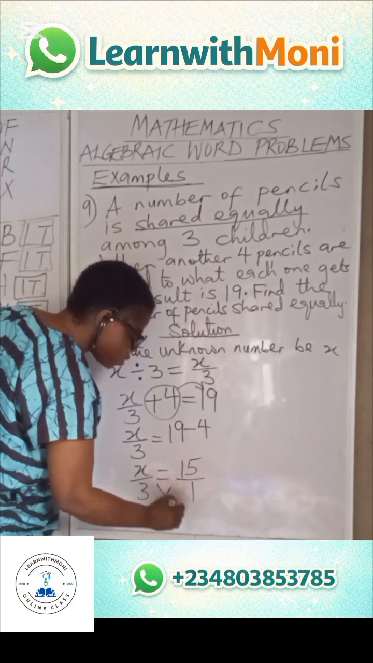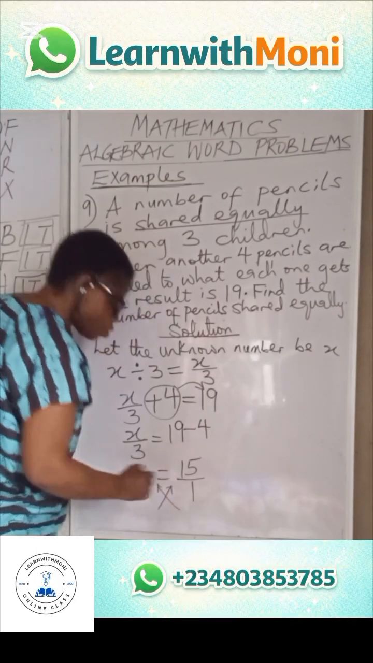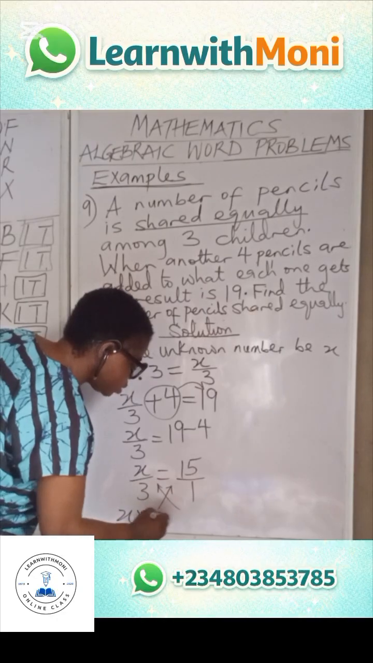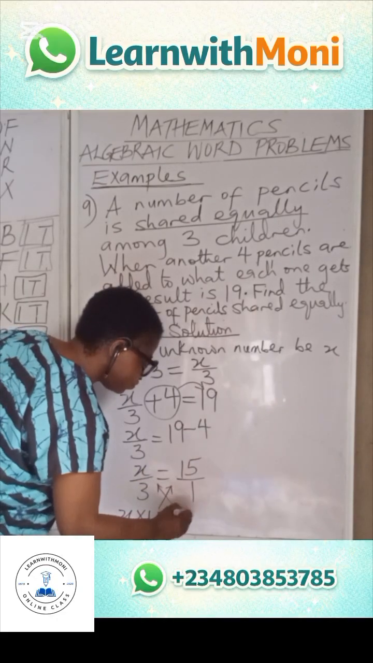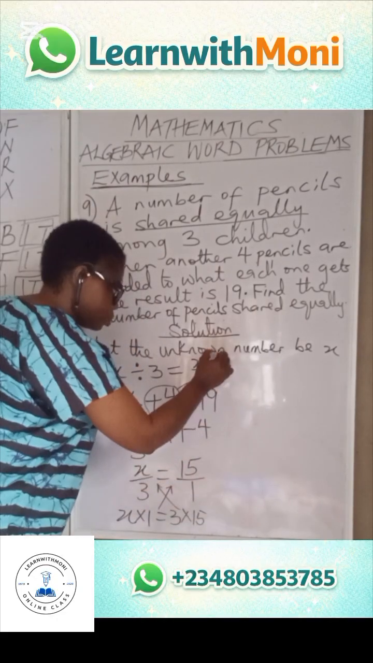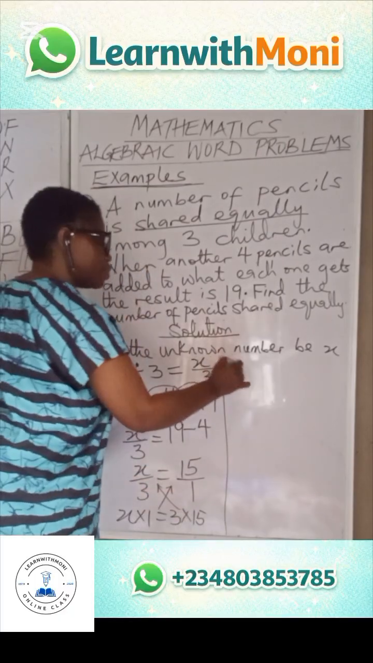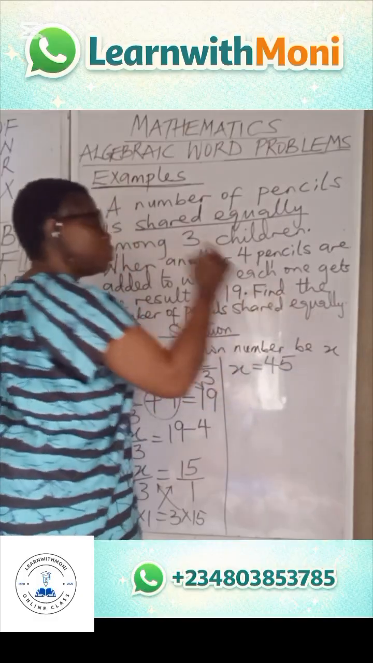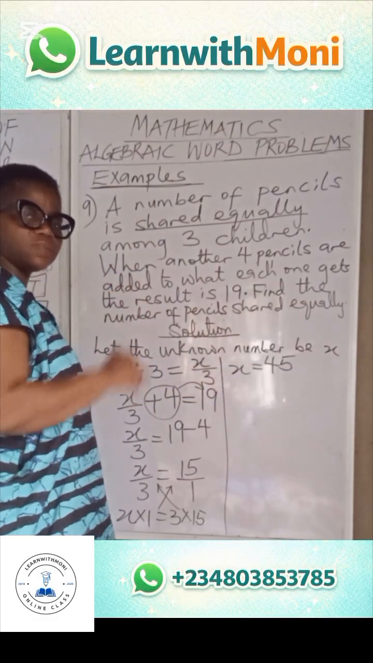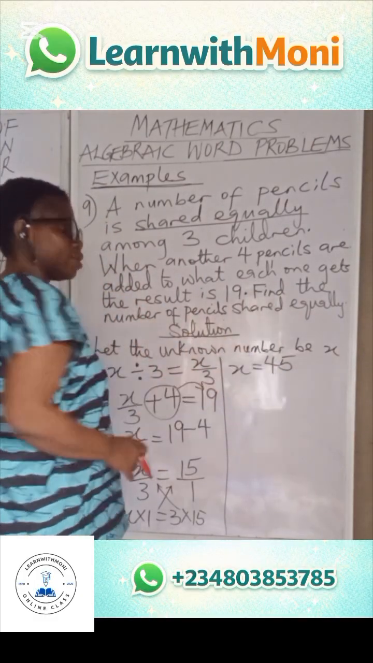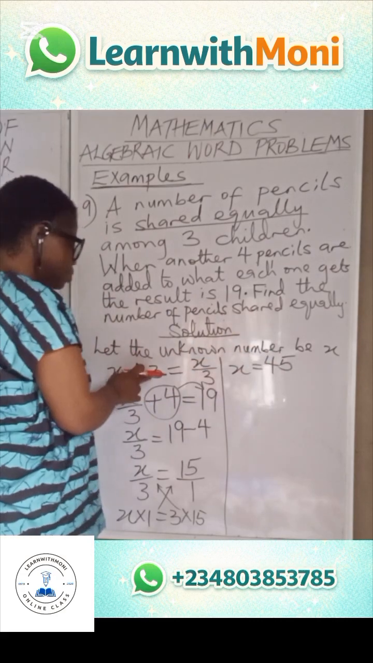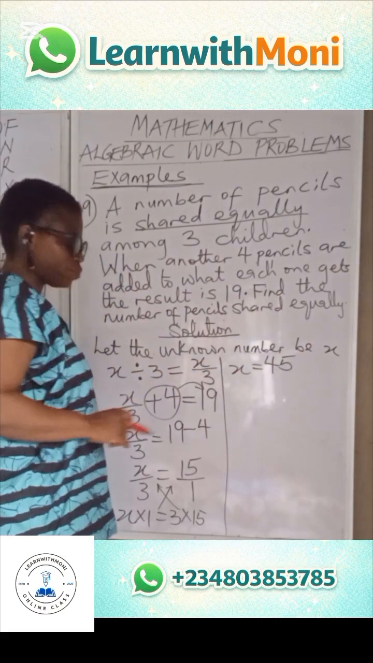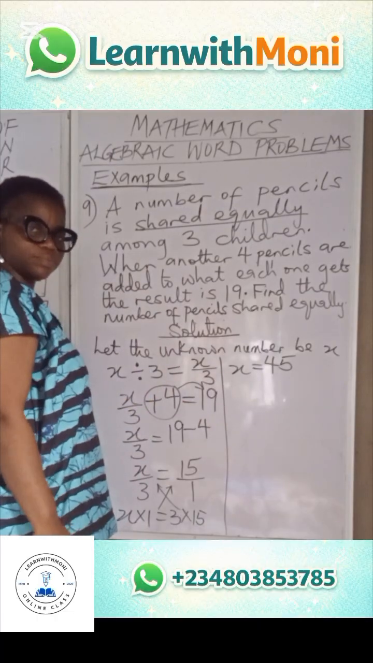You can solve it by cross multiplication. When you cross multiply, you have x times 1 equals 3 times 15. x times 1 is x, and 3 times 15 is 45, which means the original amount of pencils they share is 45. 45 divided among 3 children is 15. When you add 4 to 15, you get 19.